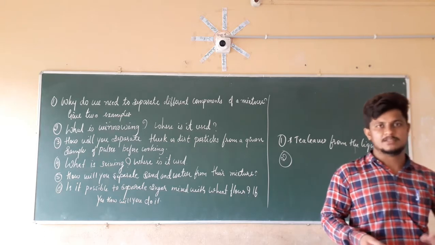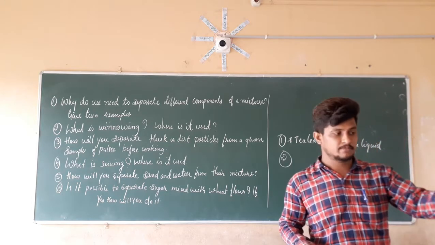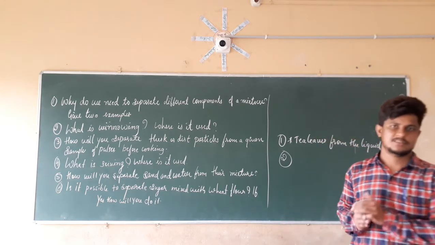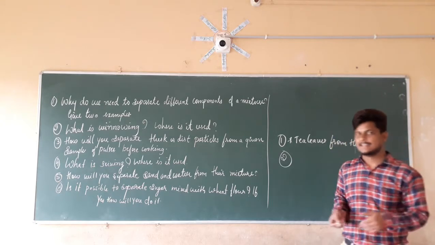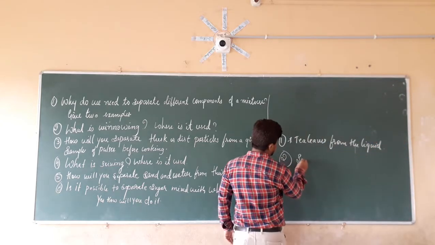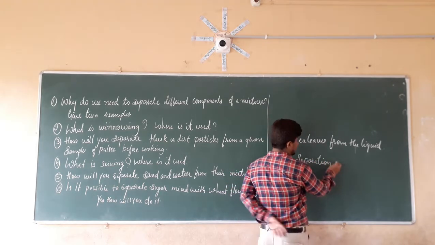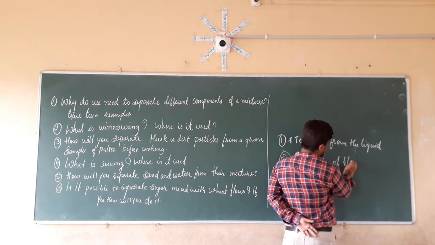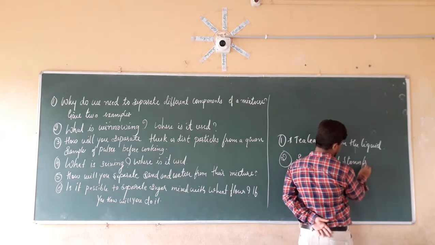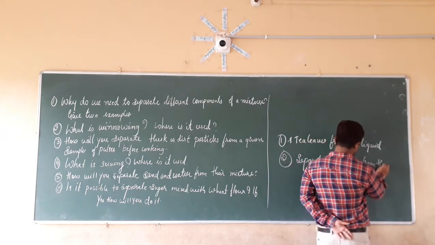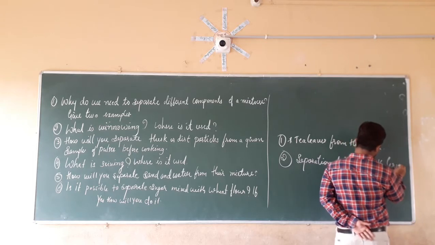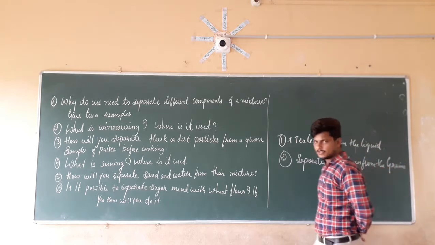We are not going to take them together. Those are going to harm us. The stone particles are going to harm us. Because of that, we are going to separate those things. So you can write that example also. That is nothing but separation of the stone from the grains. So this is the answer for the first question.